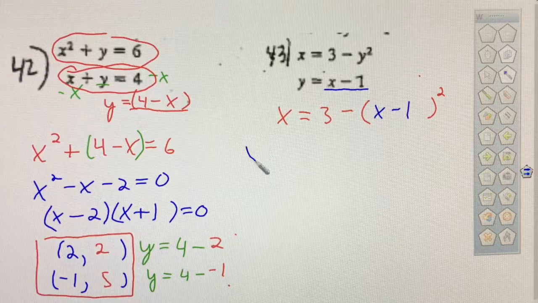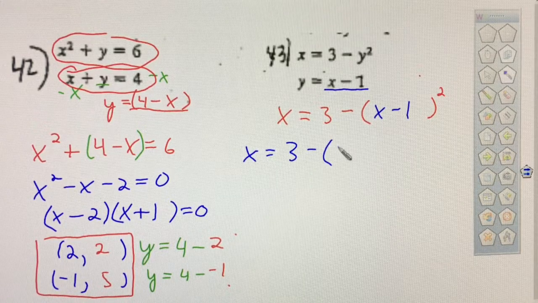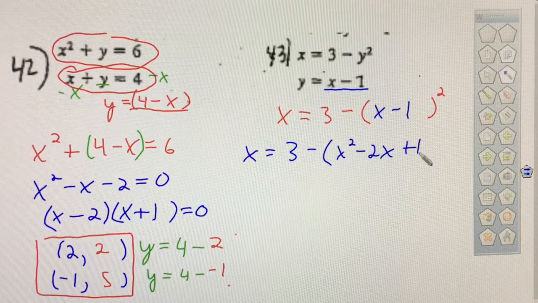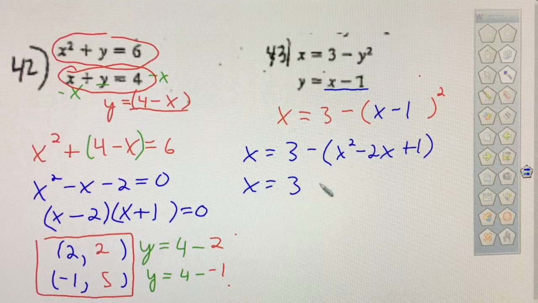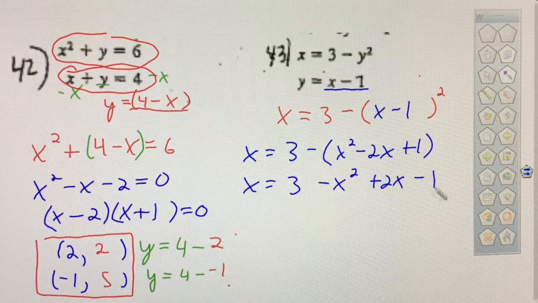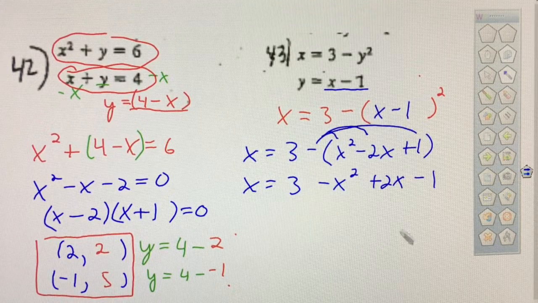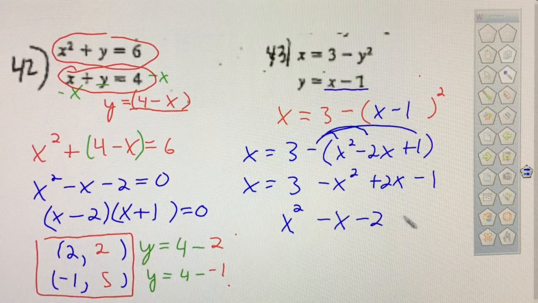Now I have to FOIL that out. So it's going to give me x equals 3 minus, FOIL out is x squared minus 2x plus 1. Distribute the negative, so x equals 3 minus x squared plus 2x minus 1. I just distributed the negative across the quantity. Now I'm going to combine my terms and simplify. I'm going to bring the x squared over to this side, so I have to deal with a positive x squared. I'm going to bring the positive 2x over, so I'm going to minus 2x. X minus 2x is negative x. And then 3 minus 1 is 2, but when I bring that over, it's going to be negative 2 if I do the arithmetic. And if we notice, it's the same as that equation.